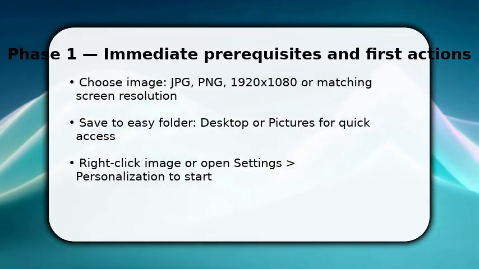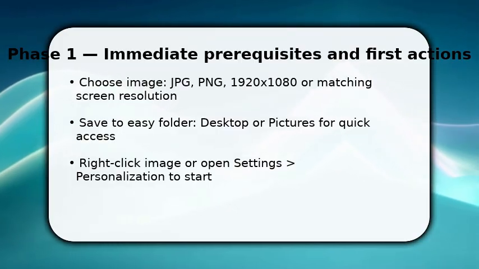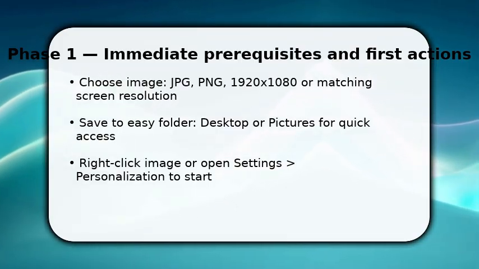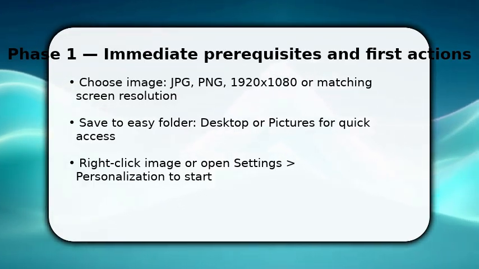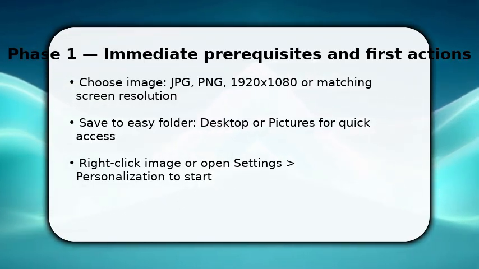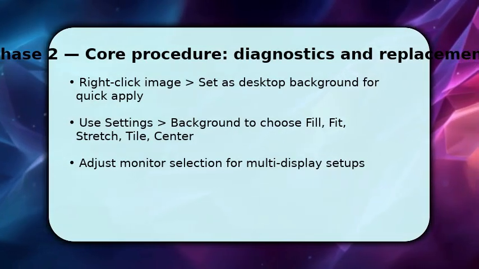Now open the desktop context menu or settings personalization because this is where you apply the wallpaper. I'm showing you the fastest route. Right-click the file for an immediate set or go through settings when you want precise placement options. You now apply and tune how the image fills the screen.